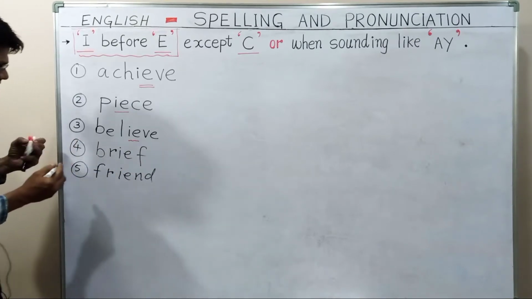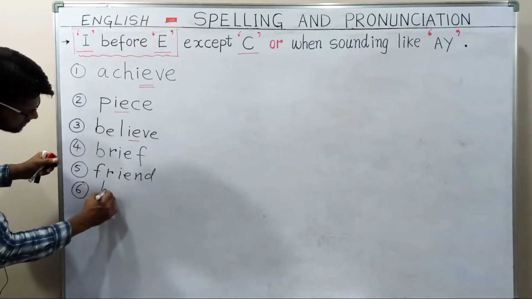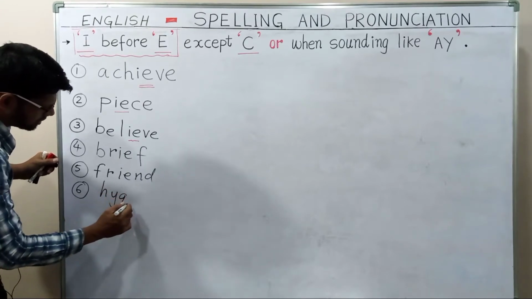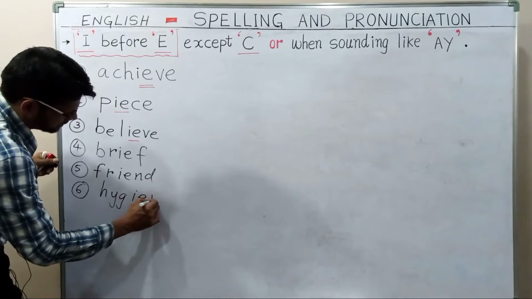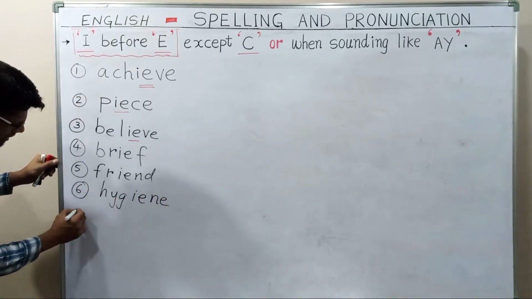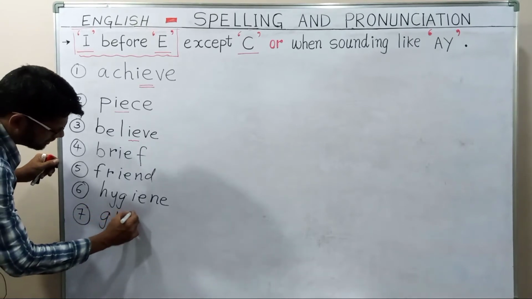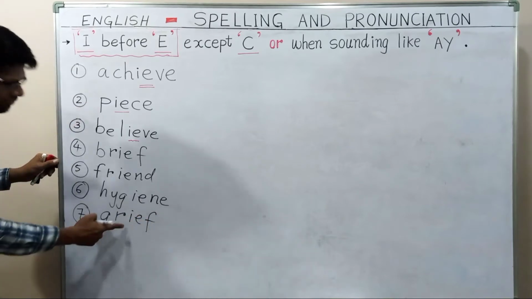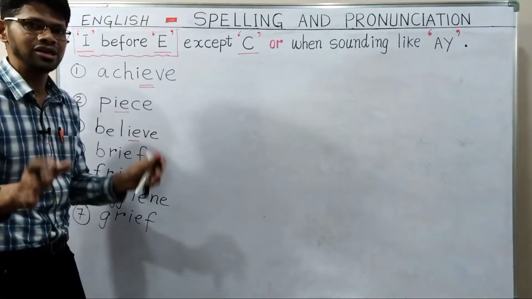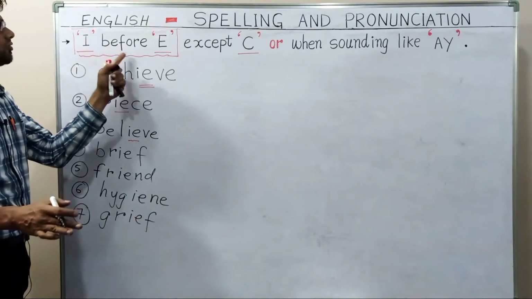Now if I write some more, for example, hygiene, H-Y-G-I-E-N-E, hygiene. You can notice I-E is here. If I write, for example, grief, G-R-I-E-F, grief, you can see I-E. So many words in the English language follow this pattern. Which pattern? I before E.